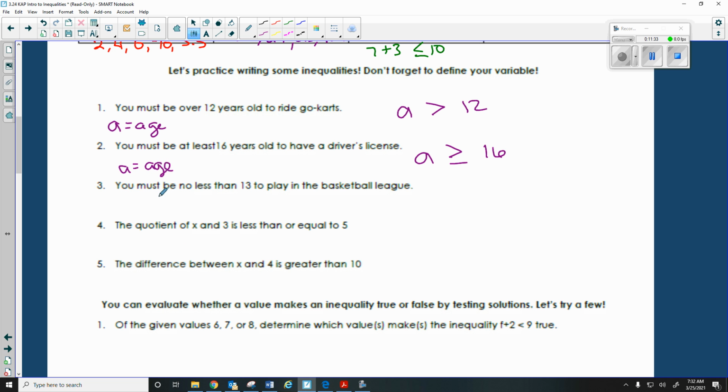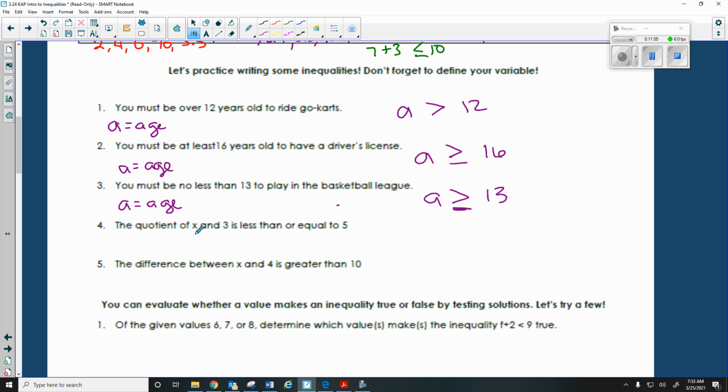Okay, you must be no less than 13, so it's again another age one. There's a lot of age problems. I'm comparing my age to 13. If I can be no less than 13, I can be exactly 13 and play in the basketball league, but I can't be less than that. I have to be greater than or equal to 13.